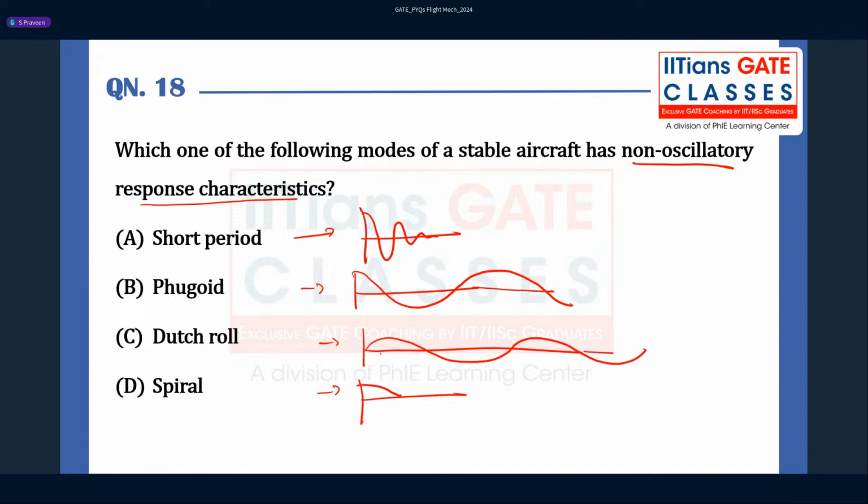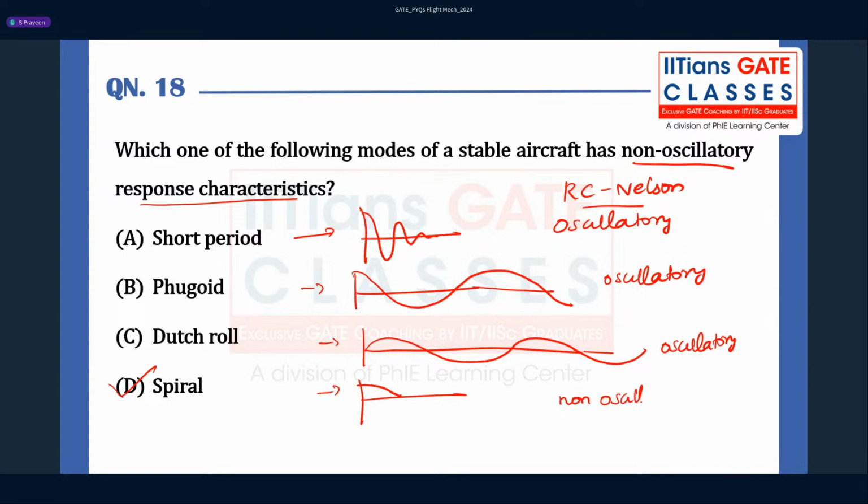If you refer to the book by R.C. Nelson, Flight Stability and Automatic Control, they have clearly mentioned the differences. So the answer has to be spiral mode. Spiral is the only non-oscillatory mode. All the others have oscillatory characteristics. Let's write that down. This is oscillatory. This is oscillatory. This is oscillatory, and this is non-oscillatory. Hope you guys don't have any doubts on this. Pretty simple, isn't it? So let's go to the next question.